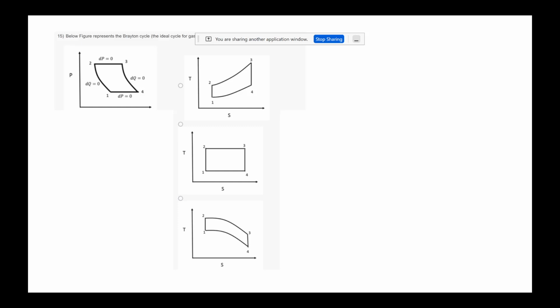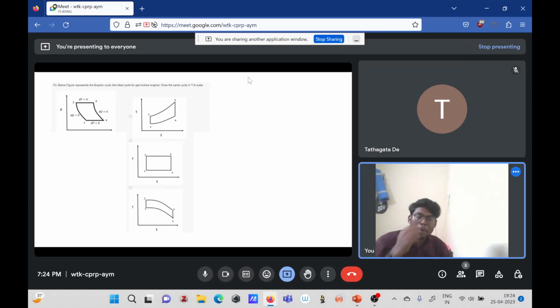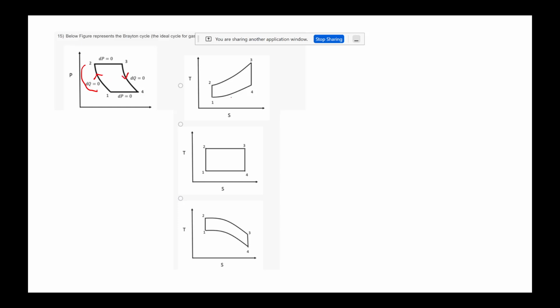Okay. This is also quite easy. Just by seeing the diagram you need to do this. So dQ is 0, that means entropy change is also 0. So for 1 to 2 and 3 to 4, the line will be parallel to the y-axis. This and this will be parallel to the y-axis.